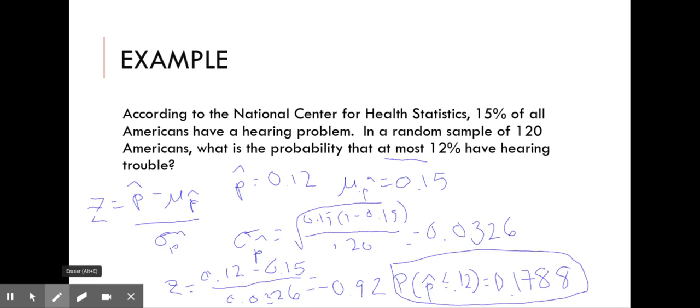If we had a phrase like at least, which would be greater than or equal to, we would then have to take our probability and subtract it from 1, because remember, a z-table tells us the probability that we are less than that z-score, not greater than that z-score. And if we had it in between, we would have to subtract the smaller from the bigger. So that is how you find a z-score for a sample distribution. You're going to use your sample proportion minus your expected value over your standard deviation.